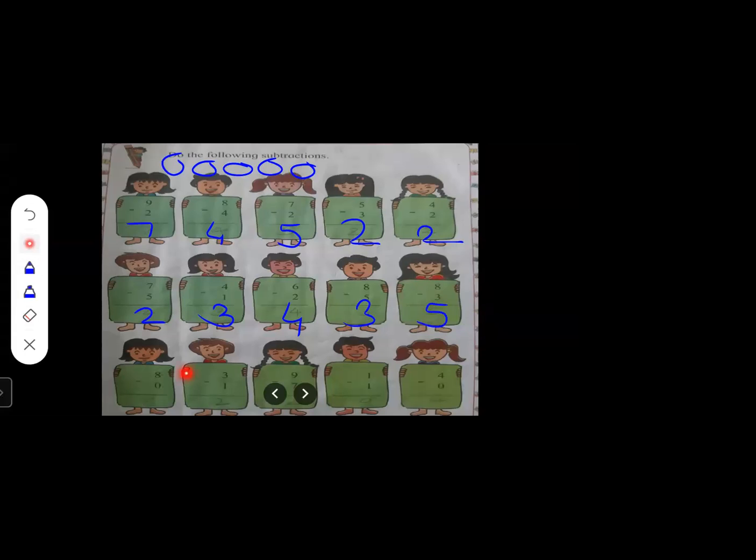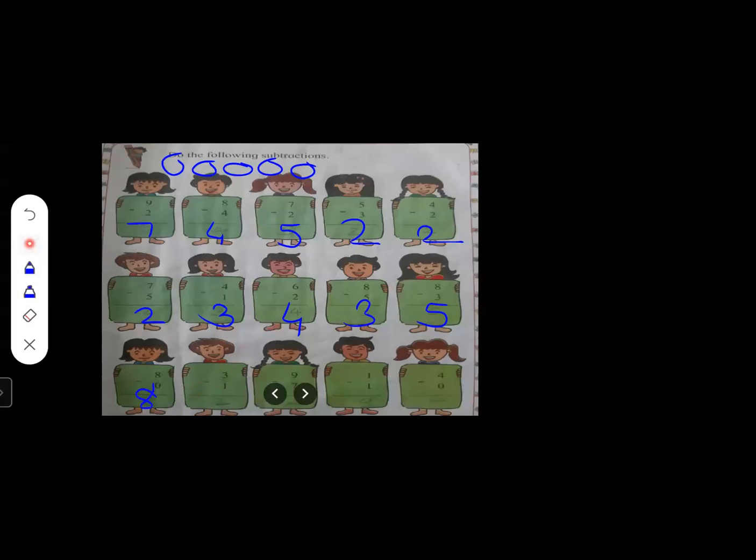Over here 8 minus 0. If we are doing subtraction with any number, what answer will come? Same number, right? So 8 minus 0 is equal to what, student? 8 minus 0 is equal to 8.